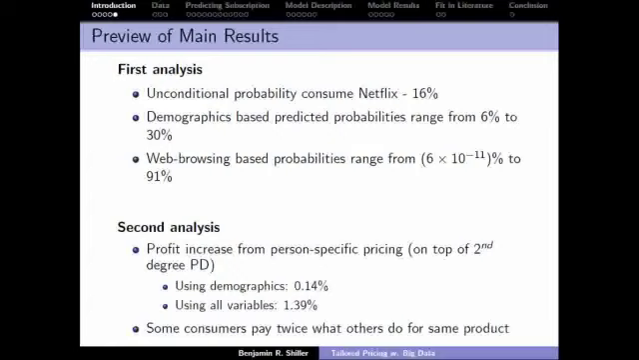When I throw in all the web browsing data, the range of probabilities increases much more. It ranges from basically 0 to 91%. So based on all of this data, for some people, I have a very good idea about whether or not they are a subscriber, and that's information that could be used to figure out whether we should offer someone a lower price or a higher price.